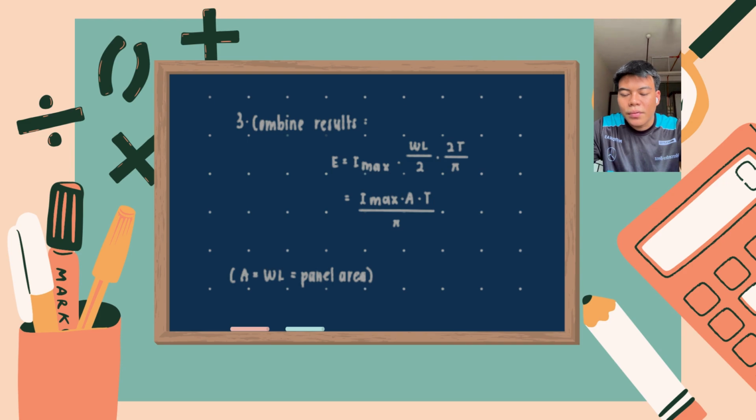For example, if the area is 10 square meters, T equals 12 hours, and I max equals 1000 watts per square meter, the daily energy is 38 kilowatt-hours.